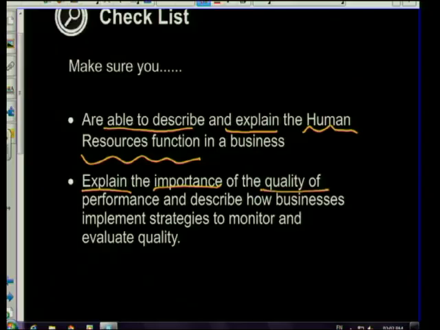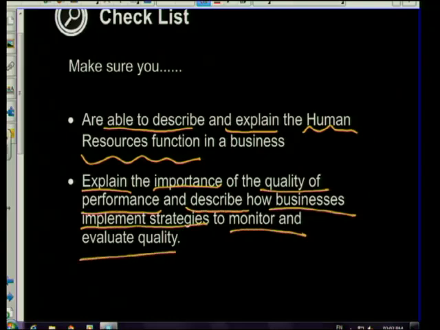The second part of business operations is looking at explaining the importance of the quality of performance and describing how businesses implement strategies to monitor and evaluate quality. So this section looks at quality management, how businesses go around this, TQM for example. Other important issues in this section would be quality circles, getting employees involved. Even though it's the last section, business operations, there's a lot involved, grade 12s, so make sure you don't skip this section when you're studying.